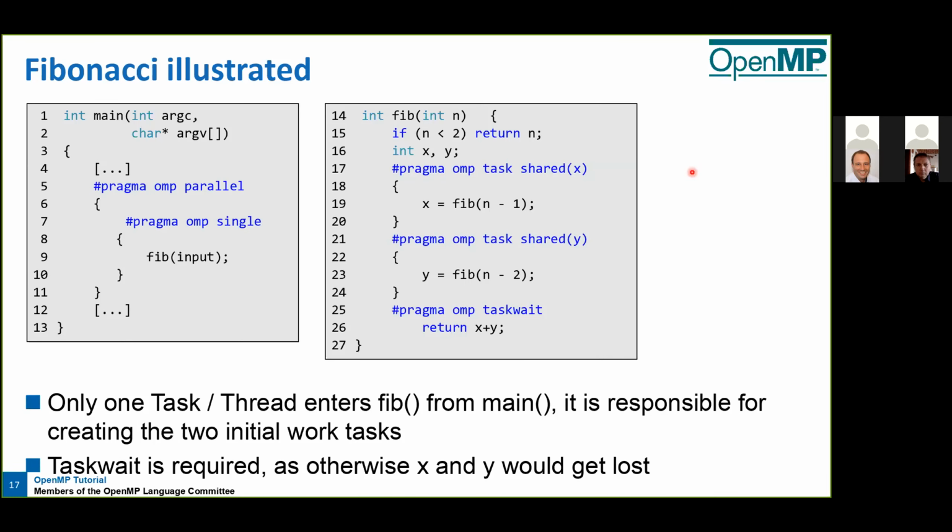I think I have a very brief illustration here, but this is a Fibonacci code, and Michael showed it in the previous webinar already. So what is special here? Nothing to what I explained so far. We have a parallel single. We have to have two tasks for the computation of the Fibonacci for X and Y.